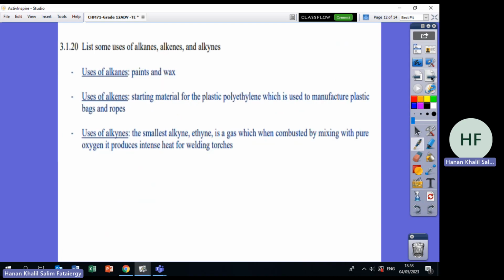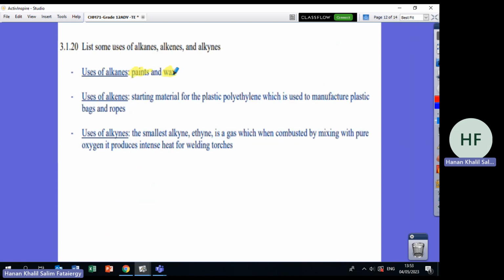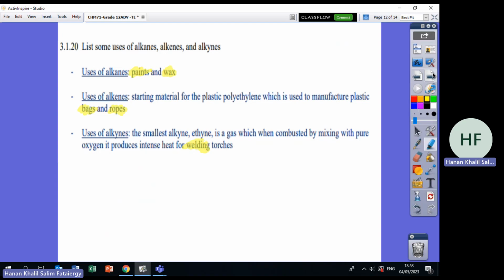Okay, another one. Now we will start with the uses of alkanes. This one you should memorize. Alkanes are used in paints and wax. Alkenes are used in manufacture of bags and ropes. And alkynes are used for welding. Welding means لحام. These three things should be memorized.